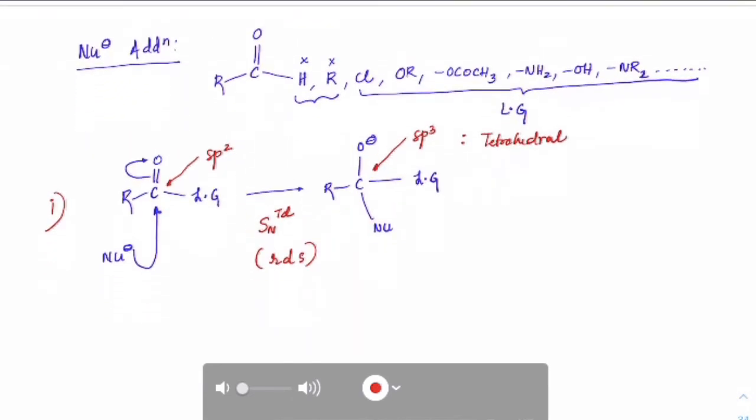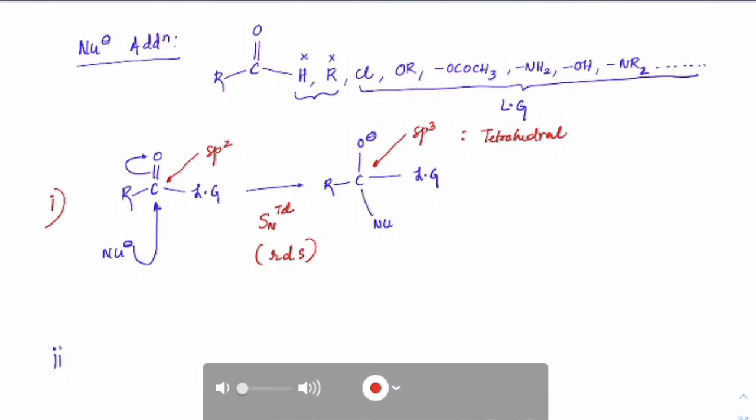Start writing. That is the first step. Now you will see RCO minus, leaving group and nucleophile. This is how it is present. O minus, to make itself stable, will make an internal attack. This is called an internal attack. And then as soon as it attacks, the leaving group will leave.